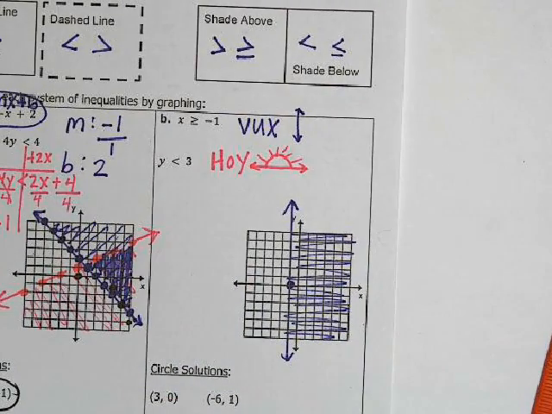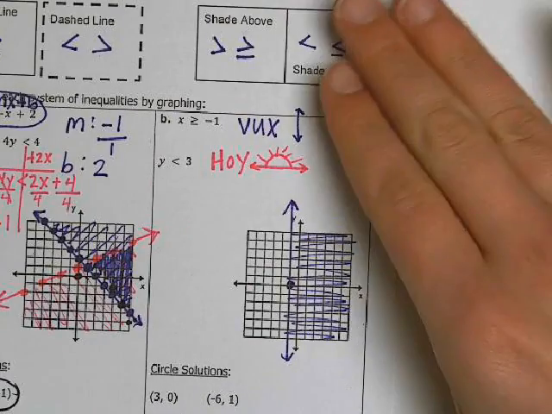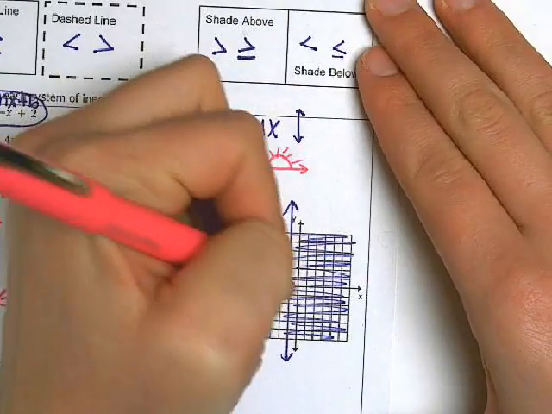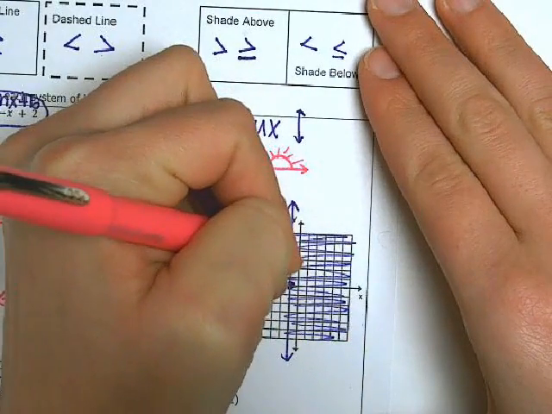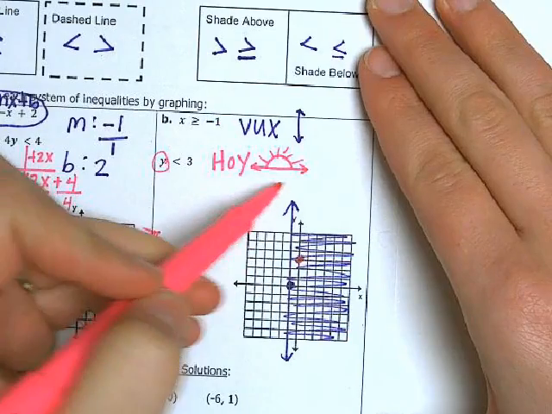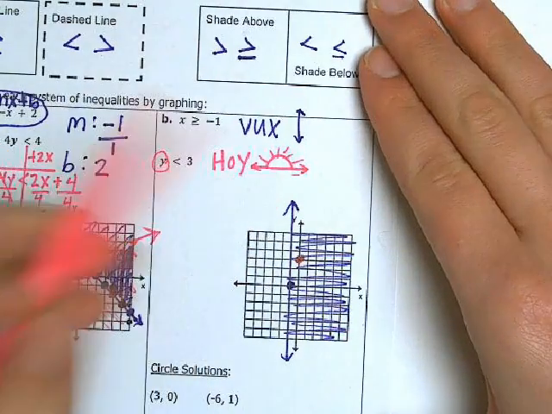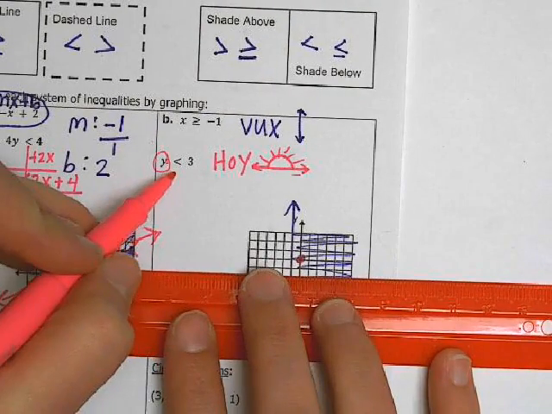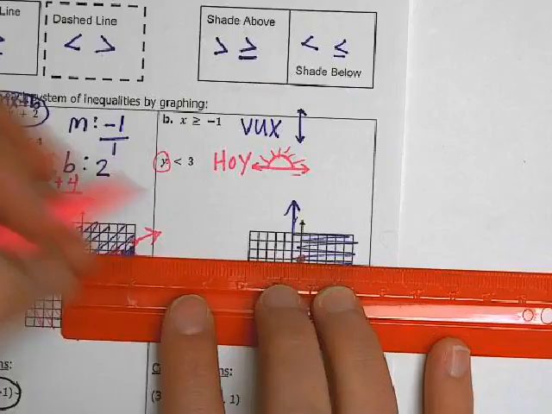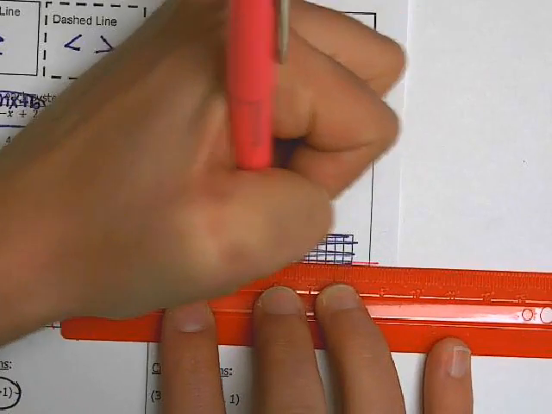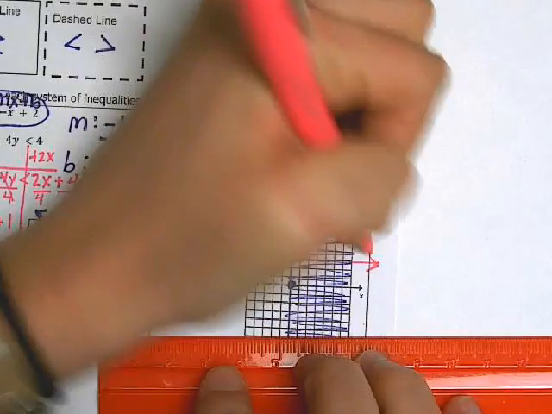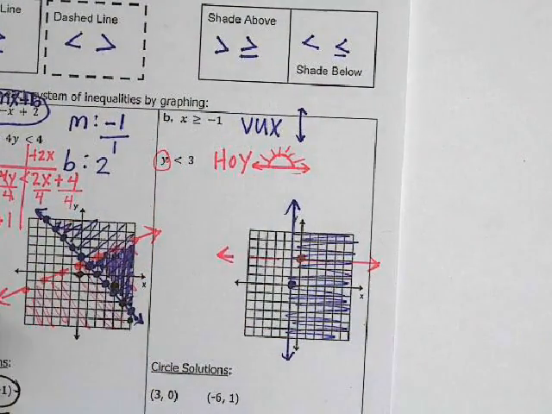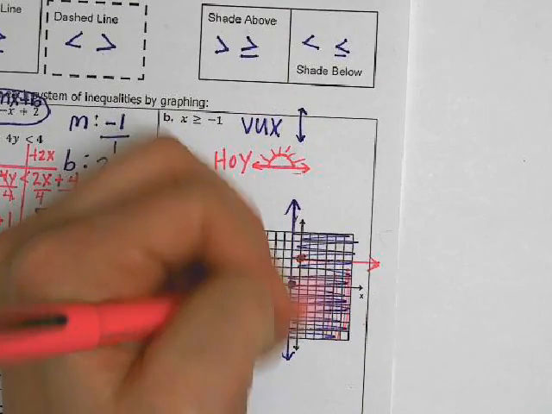Okay, Y equals a number. Where do I go to graph? On the Y. Now we're talking about Y, so I'm going to go to the Y-axis and put a dot where? 3. 1, 2, 3. Horizontal, like the horizon. So my line's got to go side to side. Is it going to be solid or dashed? Dashed. There's not a line under the symbol, so it's going to be dashed. How do you say the symbol? Less than. So am I going to shade above or below? Below.